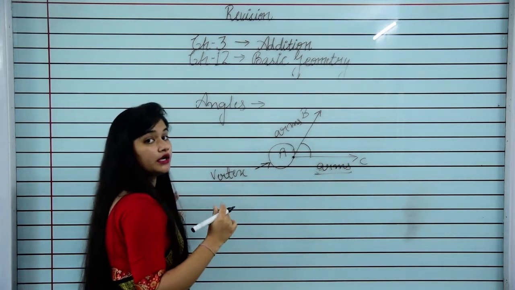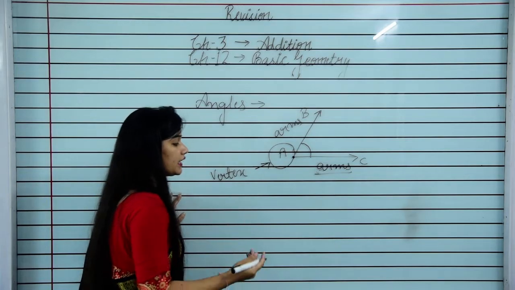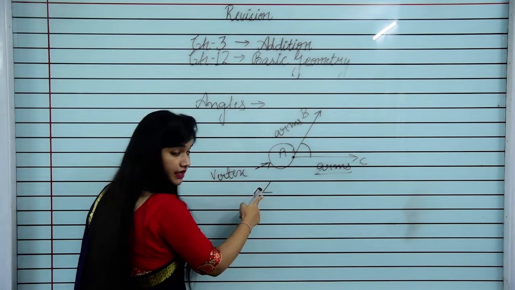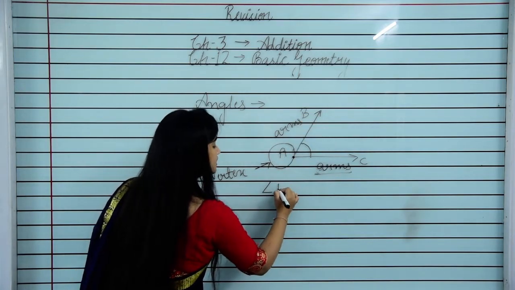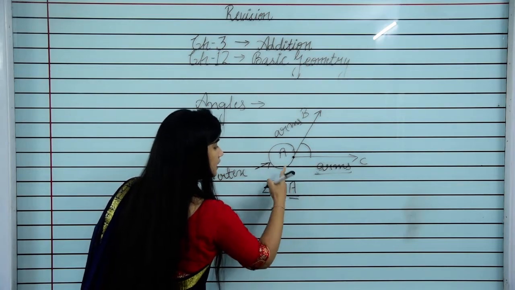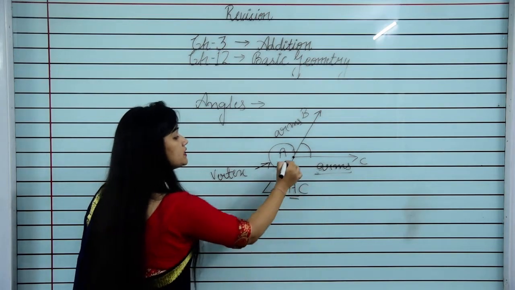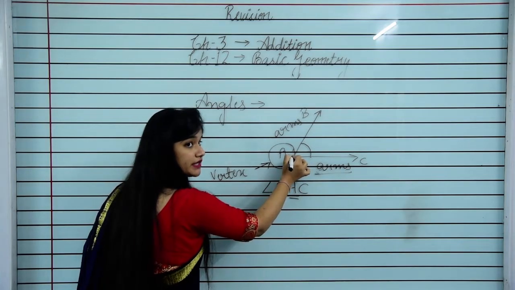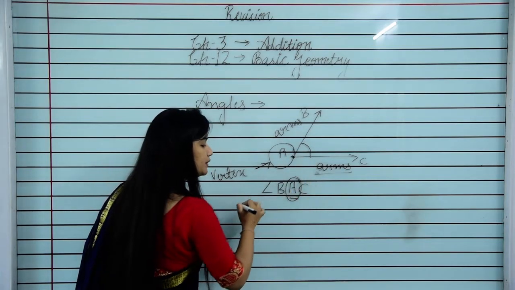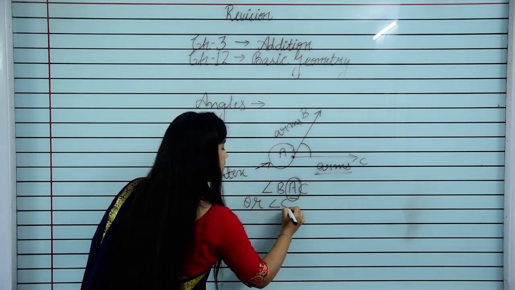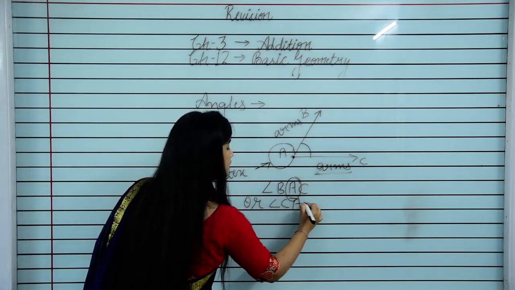Understood students? Now how can we show this angle? To show this angle we have to show this sign. This is the sign of angle and first we'll take B point, B, A, C. The particular point at which your angle is forming, the vertex, where will it always come? In the middle. And we can show it like angle CAB.